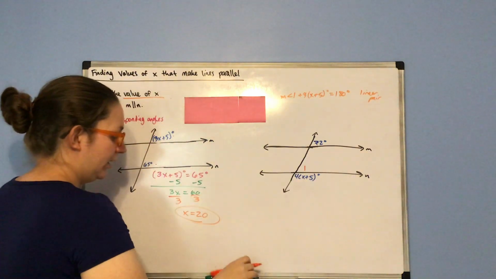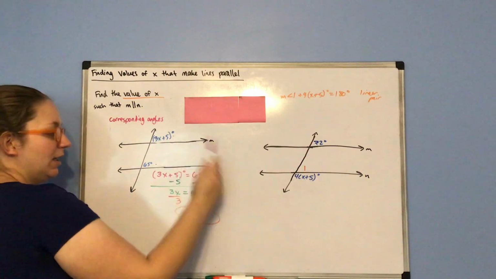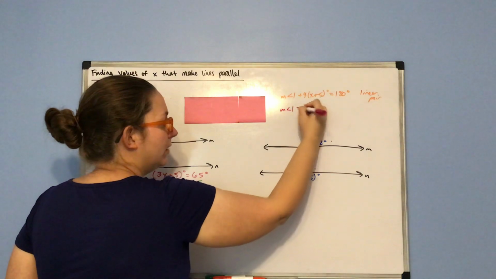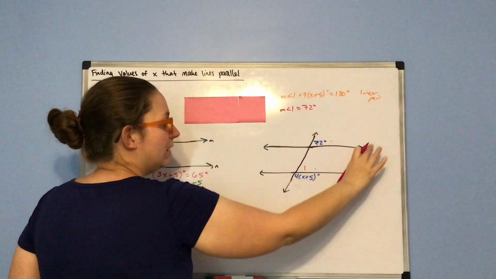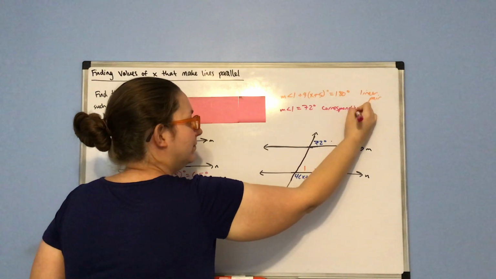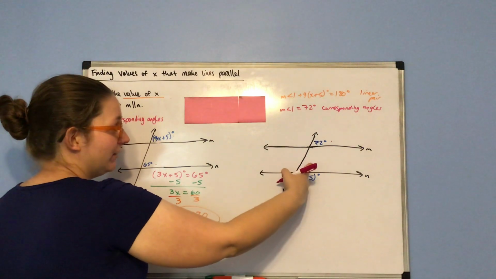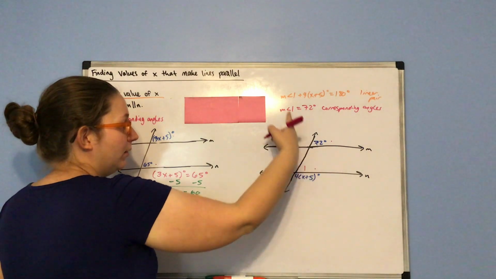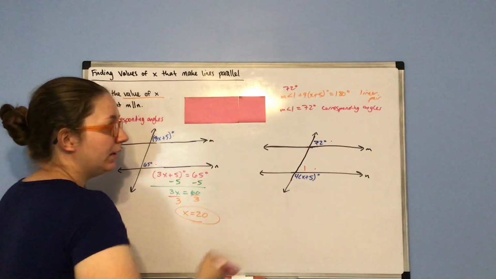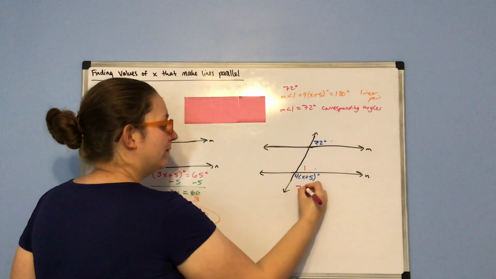Okay, what else can we say? If we look at just angle 1 and the one that's marked 72, we're back in the same boat that we were here. We know that the measure of angle 1 needs to be 72 degrees for these lines to be parallel, because they are corresponding angles. So, since this is 72, I can put 72 in for the measure of angle 1 right here, substitute that in, and solve this equation to find my value of x. So I'm going to do that down here.